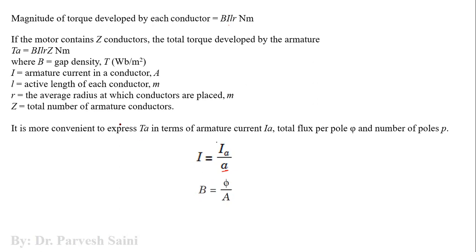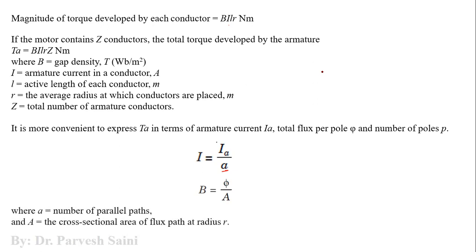So flux density is given by flux per unit area. The area here is the total area which is exposed to the magnetic field, and because we have a cylindrical shape rotor, this is the armature.